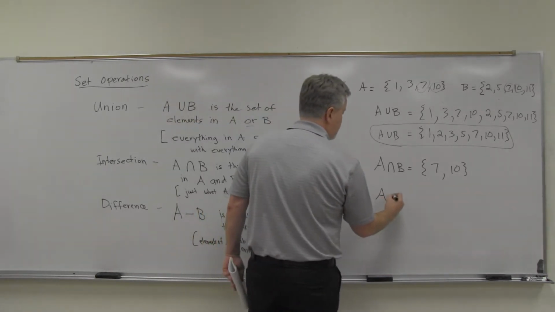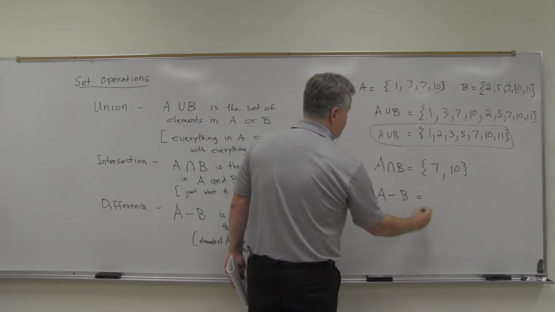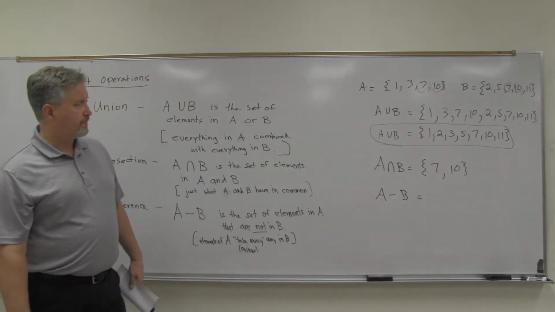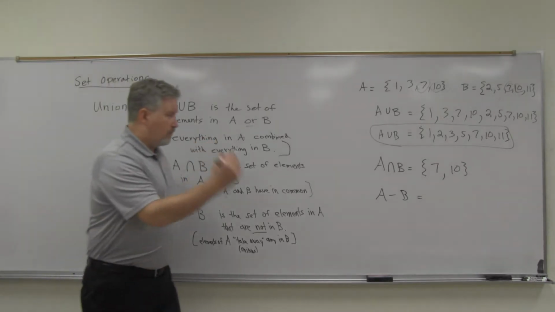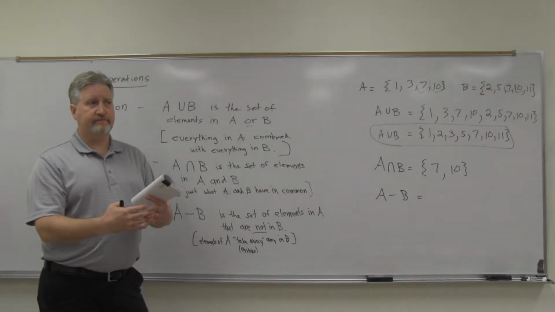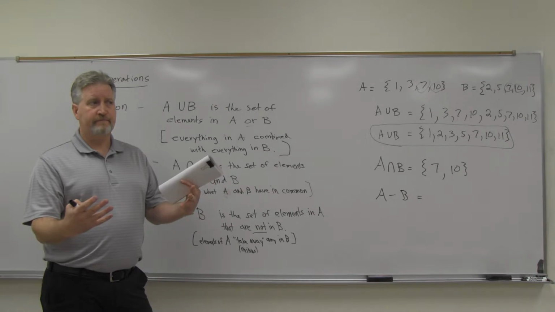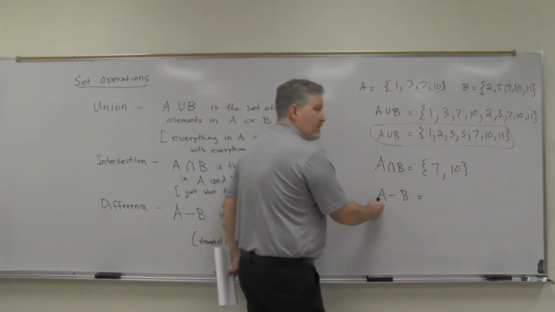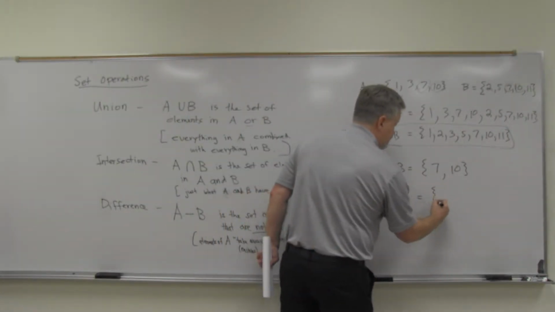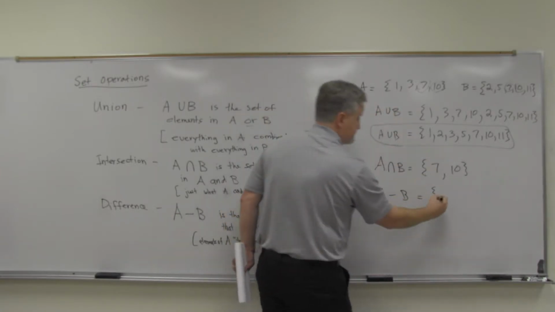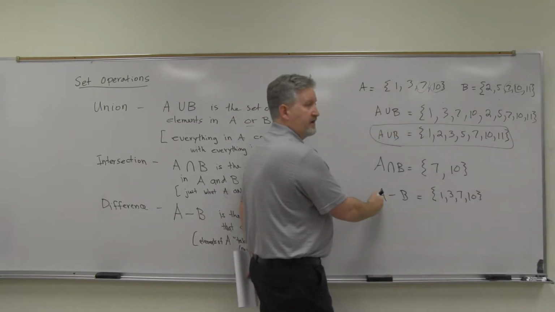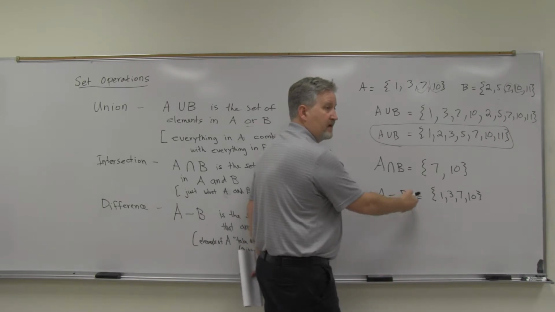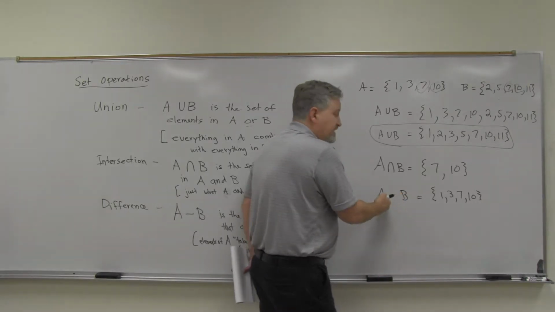All right, so let's do our two sets here. A take away B. The way this works, here's the way I like for you to look at it. I'm going to start with set A. So let's just put A set here. A is 1, 3, 7, 10, because you're not going to get anything other than what's in A in this set, because it's A take away B or A minus B. You see what I'm saying? A is what you got.